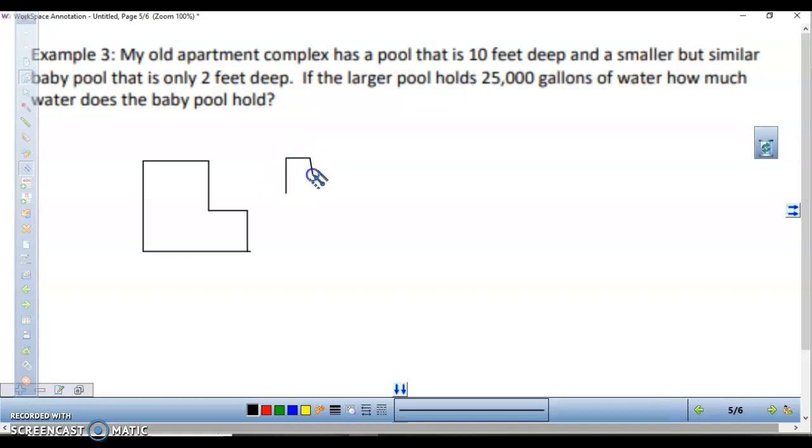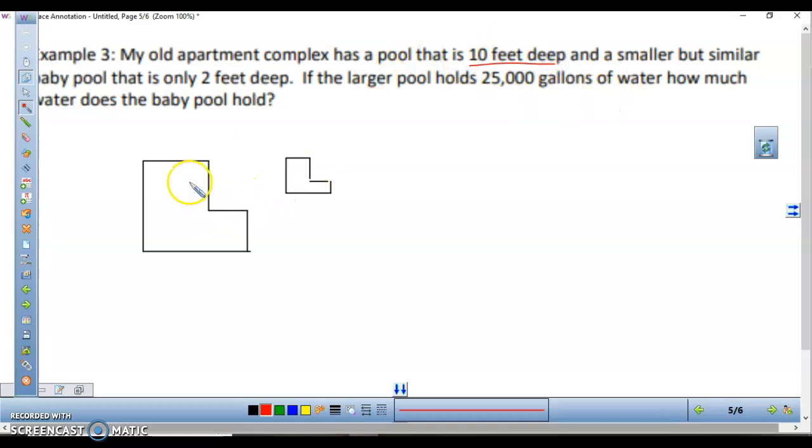It looked the same, except it was just a little smaller version. So how creative. They wanted to make them similar to one another, but the baby pool was smaller. Now, one thing is that I'm telling you that this entire pool had a universal depth of 10 feet.